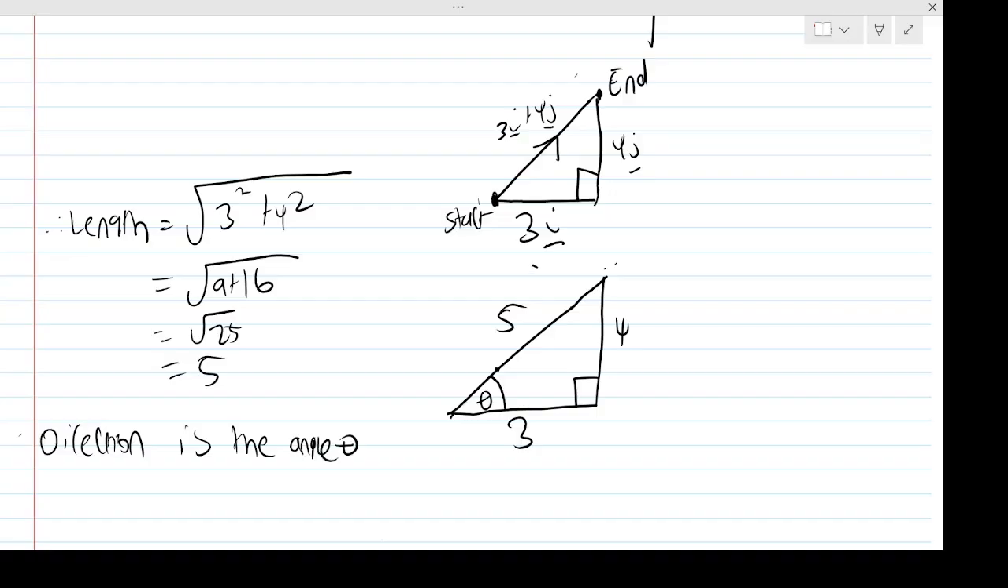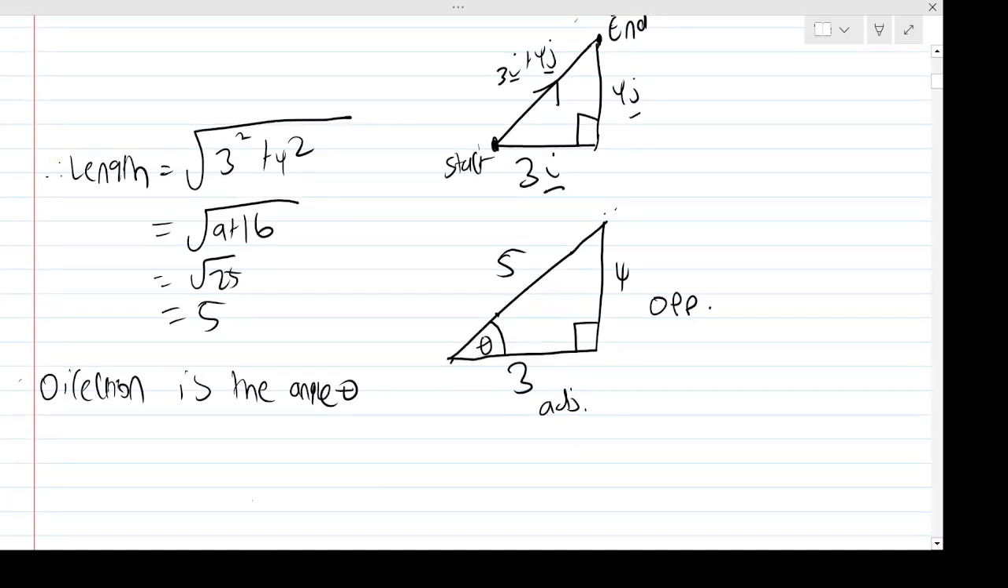Very similarly to Pythagoras theorem, we can use other properties of a right angle triangle, namely SOHCAHTOA. I can use tan, because this 4 is going to be the opposite, and the 3 here is going to be the adjacent side. So tan theta is opposite over adjacent, that's 4/3. And therefore theta is going to be inverse tan of that, which is 53.1 degrees, to 1 decimal place.